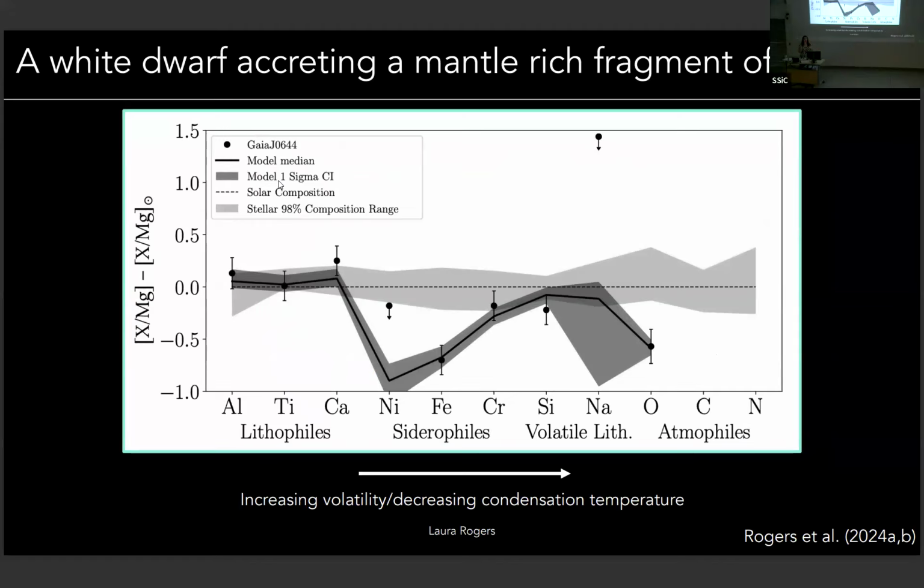And just to say, we can't tell the difference between an entire body that's been accreted or one that's differentiated where you accrete the whole body. So these are really fragments. So we're seeing a fragment of a mantle-rich body that's been accreted onto this white dwarf that you can see by this beautiful depletion in the siderophiles, where you've got a very constraining limit of nickel and a low iron and a slightly depleted chromium.